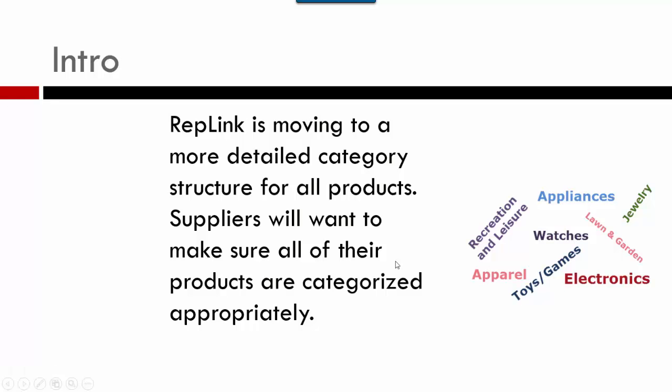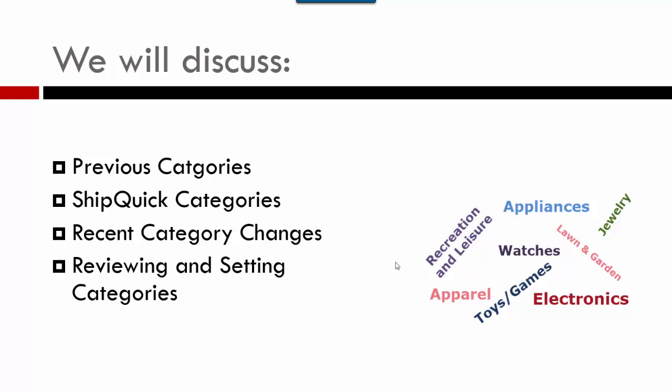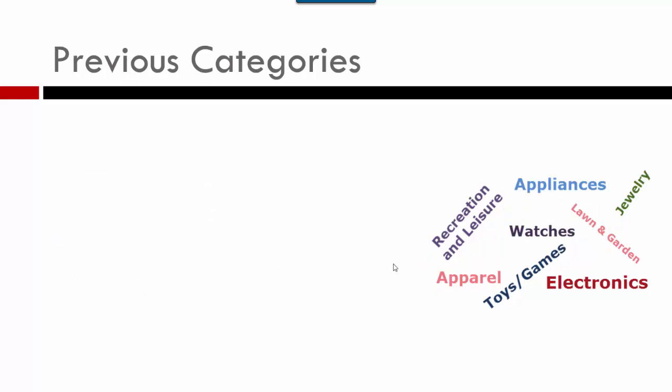Today we're going to be talking about how RepLink's moving into a more detailed category structure for all of its products. And suppliers are going to want to make sure that their products are categorized appropriately to ensure as much visibility as possible. In this short webinar this morning, we're going to discuss the previous categories in RepLink, ShipQuick categories and how we've been handling those, recent category changes that we've been making, and then dive into a demo of reviewing and setting categories now for all products.